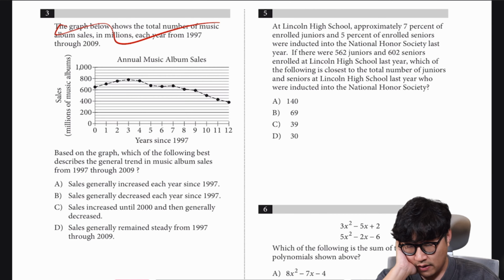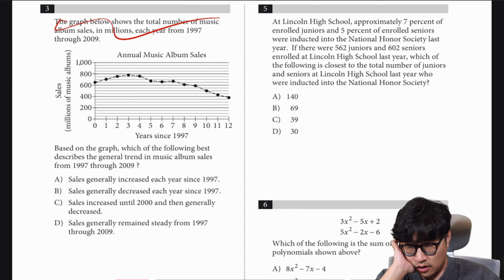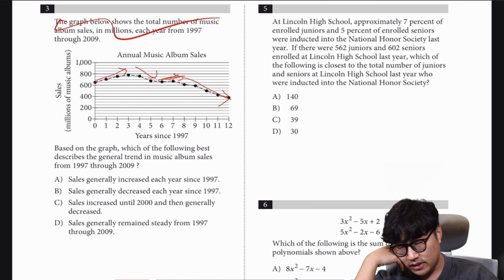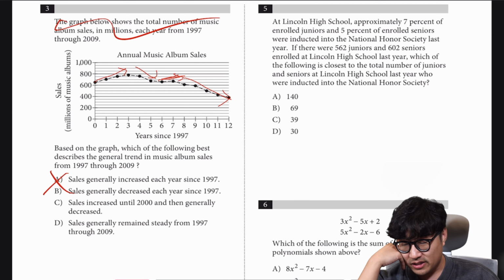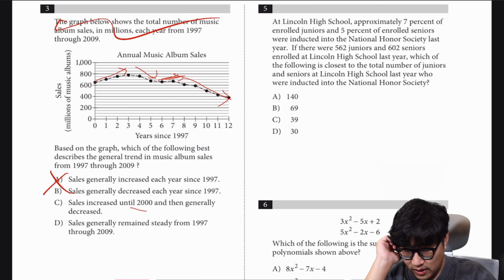Number 3, graph. Based on the graph, which of the following best describes a general trend in music albums? Well, I don't know. It kind of goes down, goes up, goes down a little bit, and then kind of stalling-ish, and then going down again. So something about that. So sales generally increase? Now, hell no. If anything, generally decrease. So sales generally decrease each year since 19... Yeah, maybe not. C, sales increase until 2000. Wait, 2000 would be 3 years since 1997, which should be like right there, if you guys take a look at it.